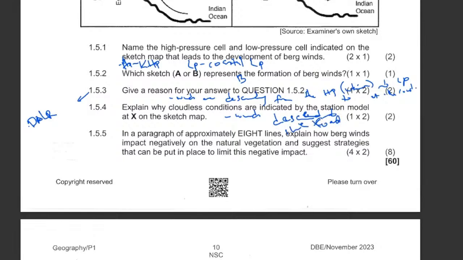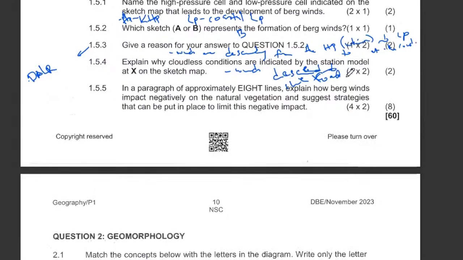So you remember, when the winds descend, there is no cloud formation. Also, you can consider that there is too much evaporation, as they descend they heat up. Okay. The paragraph across the 8 lines should explain the impact negatively on the natural vegetation and suggest strategies.